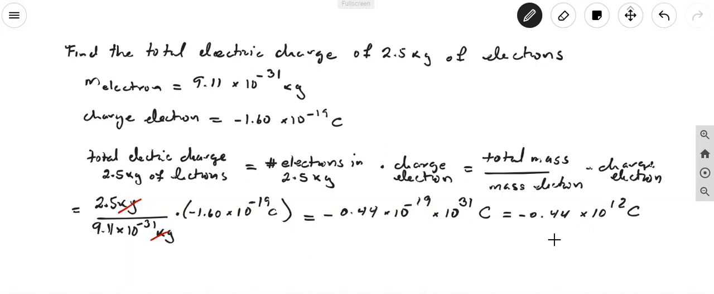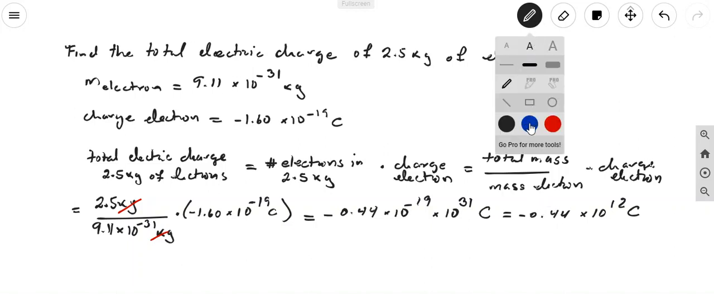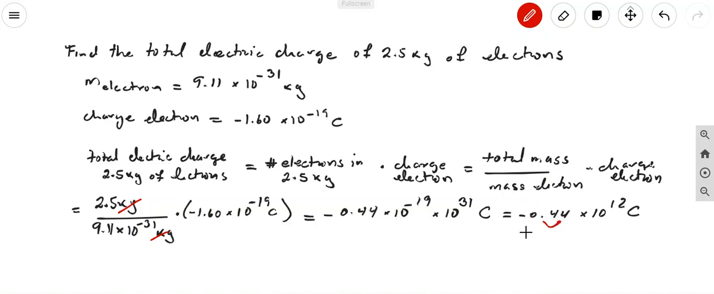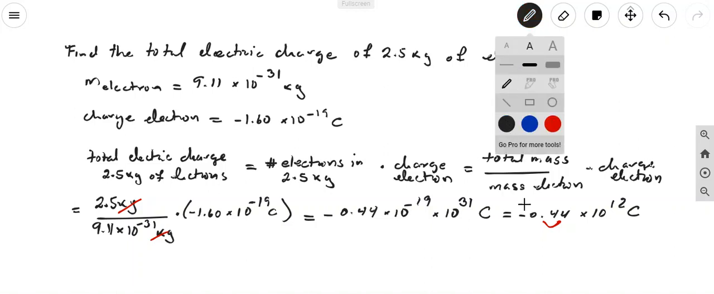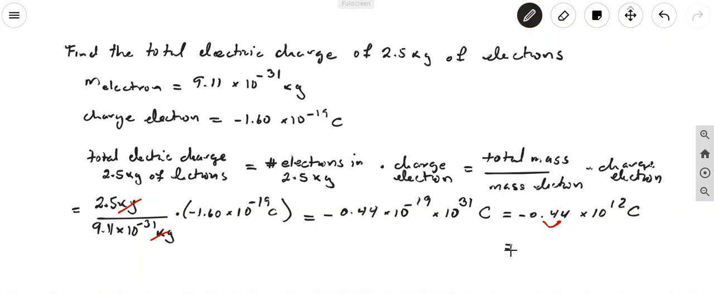Coulombs, and now, to write the answer using scientific notation, we need to move the decimal point one place to the right, and to do it, what we have to do is multiply by 10, right? So we pick one of the 10s from the 10 to the 12, we multiply the 0.44 by 10, we get 4.4, or minus 4.4, and now the 10 to the 12 is just 10 to the 11.